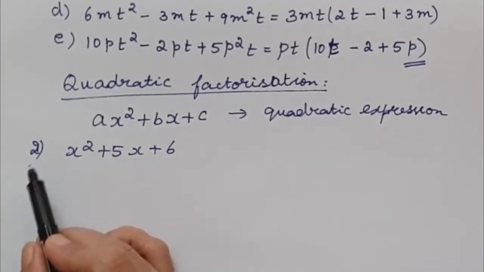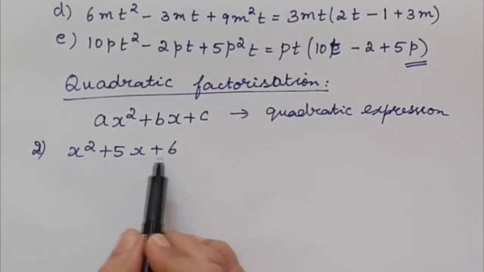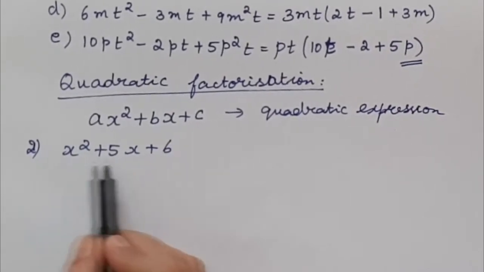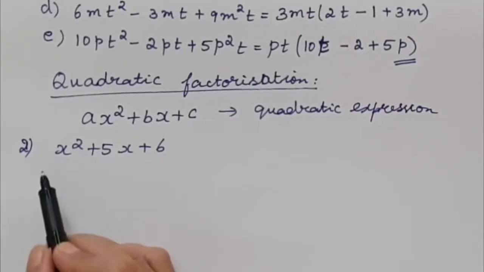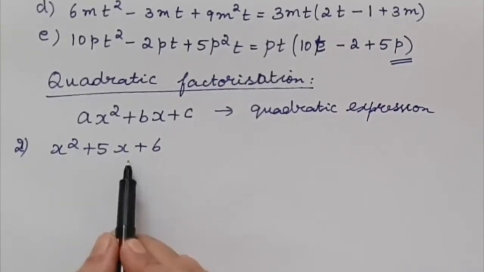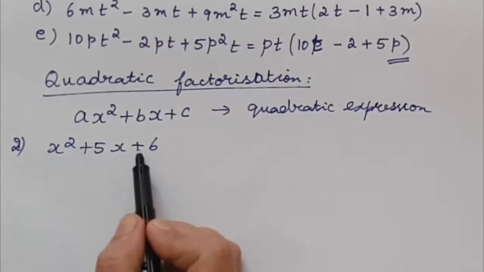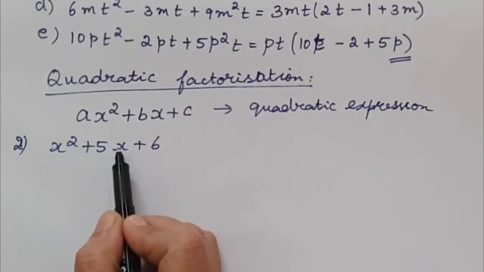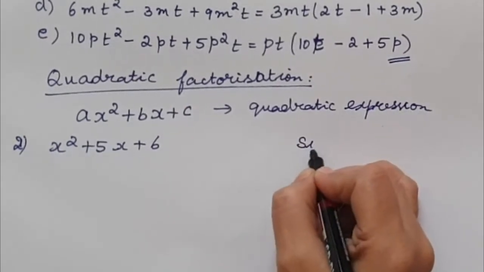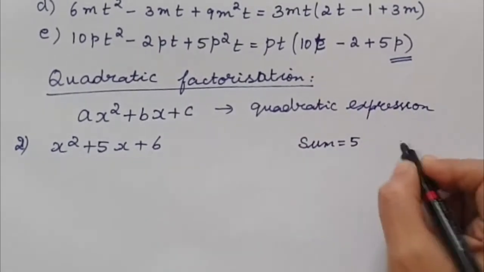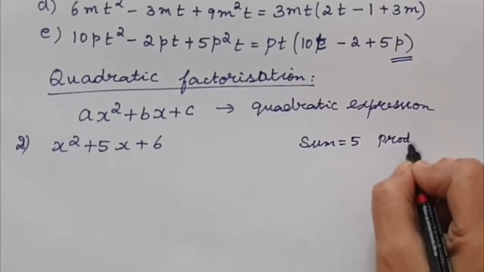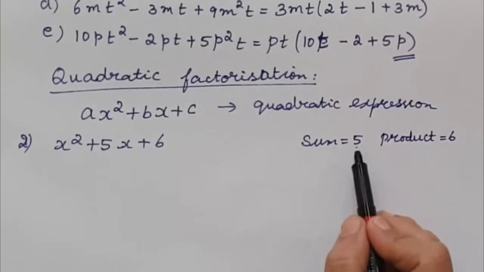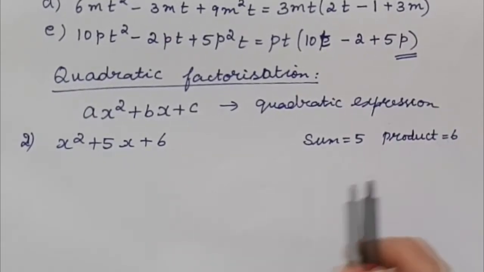Now let us see the second question, x squared plus 5x plus 6. This is in the form of ax squared plus bx plus c, so this is a quadratic expression. Now we'll see how to factorize this. We already saw that when it is factorized, we have to write it in brackets. Now in this, the sum has to be 5 and the product has to be 6. You need to find two numbers which give us the sum as 5 and the product as 6.